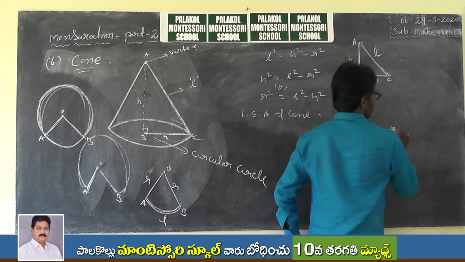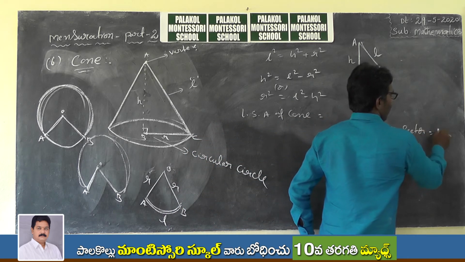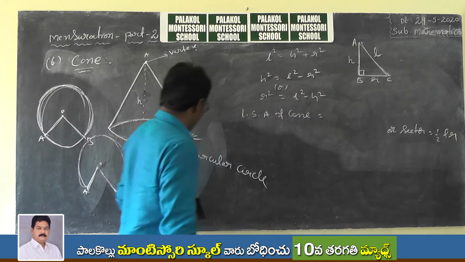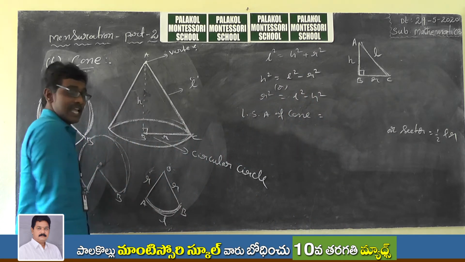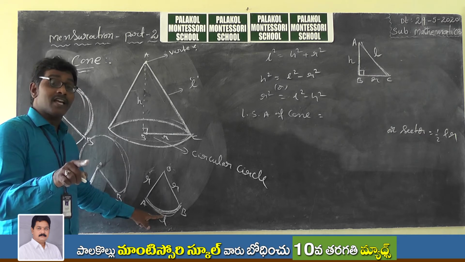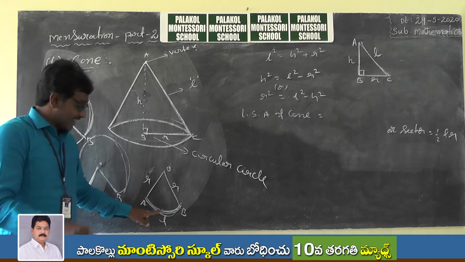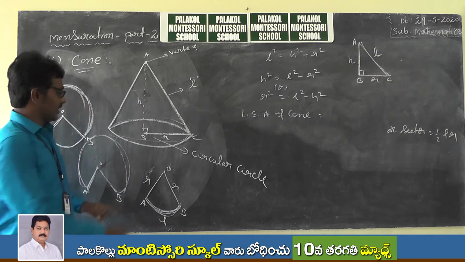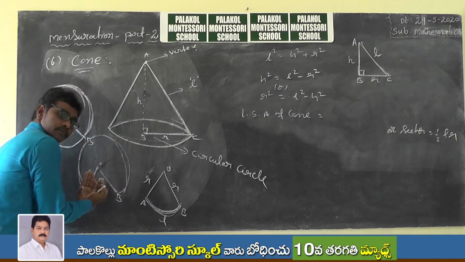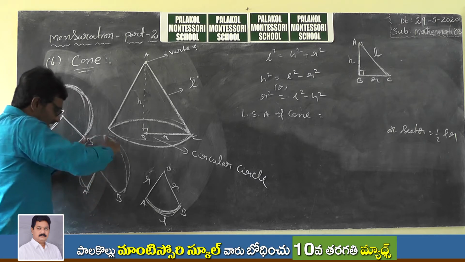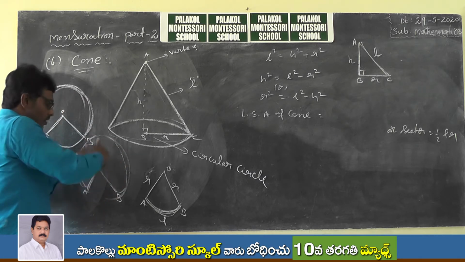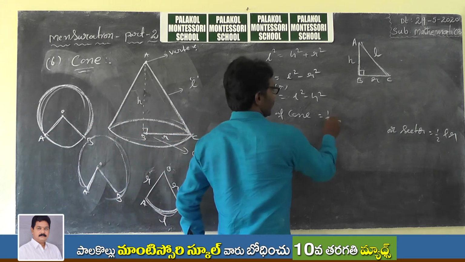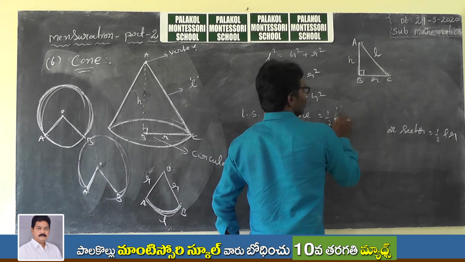Already you know the general formula for the area of the sector: half into l into r, where l means the length of the arc. When the sector is converted into the cone, the length of the arc is converted into the circumference of the circle. See this one, this is joined. So the slant height is converted here. So half into perimeter l into r.